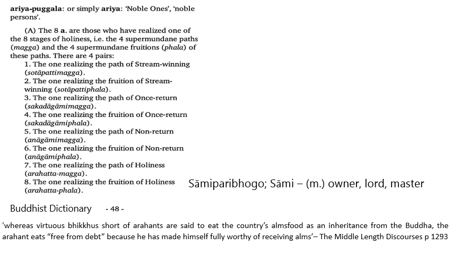Now let us understand the term Sami Paribhoga. Sami means owner, lord or master. A person who has realized Arhata Phala and become an Arhant enjoys the use of the country's alms like a Sami. He eats free from debt because he has made himself fully worthy of receiving alms.